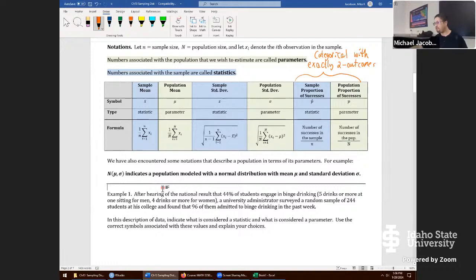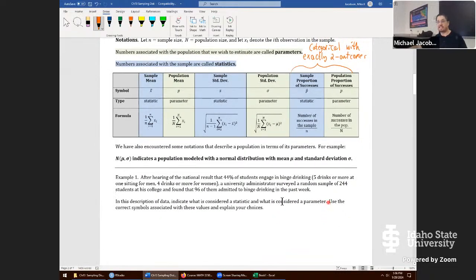It says, after hearing of the national result that 44% of students engage in binge drinking, defined in this way here in parentheses, a university administrator surveyed a random sample of 244 students at his college, found 96 of them admitted to binge drinking in the past week. So that's the context so far. And we already have a lot of numbers going on here. But it goes on to say, in this description of data, indicate what is considered a statistic and what is considered a parameter. We'll use the correct symbols and explain our choices.